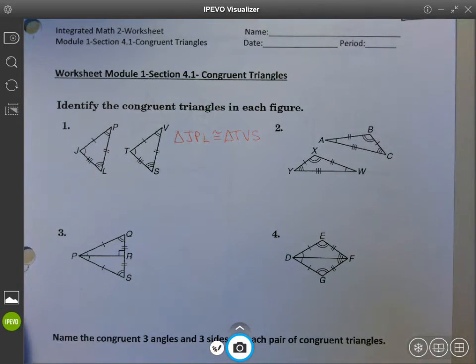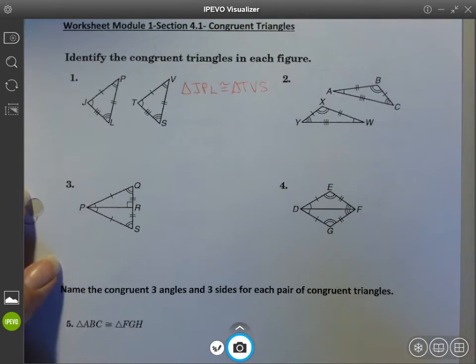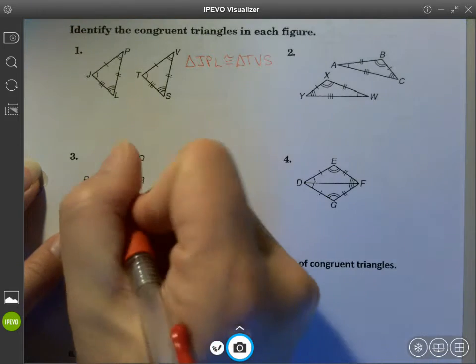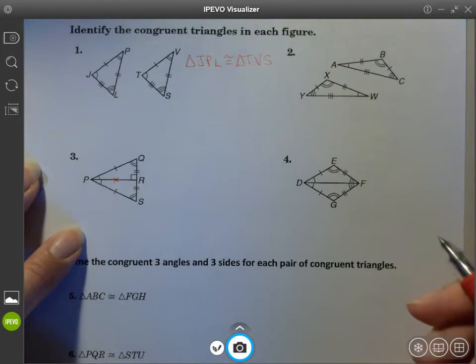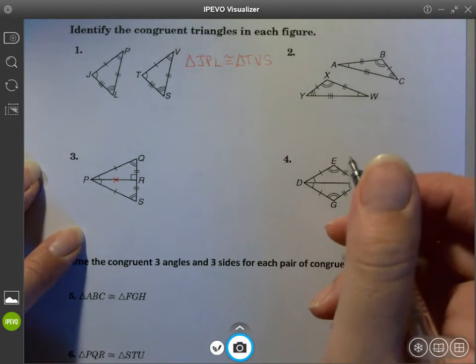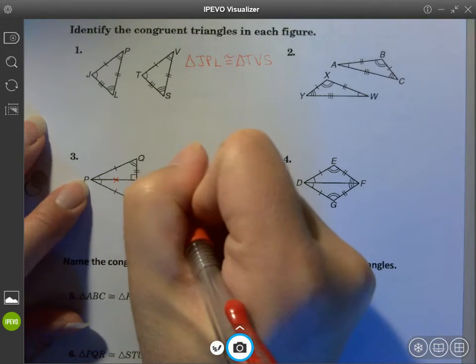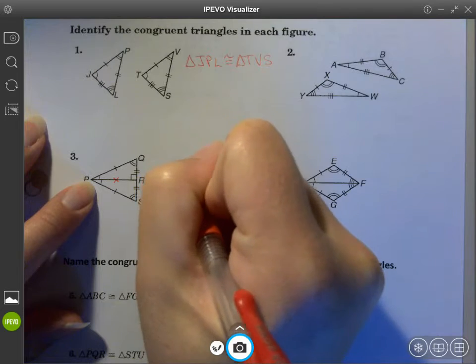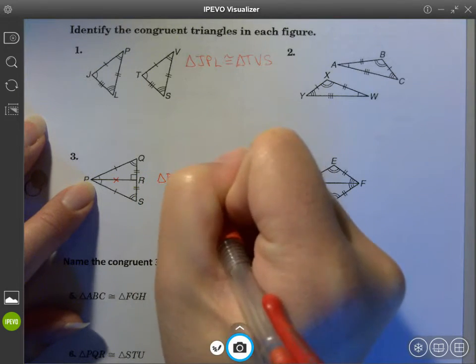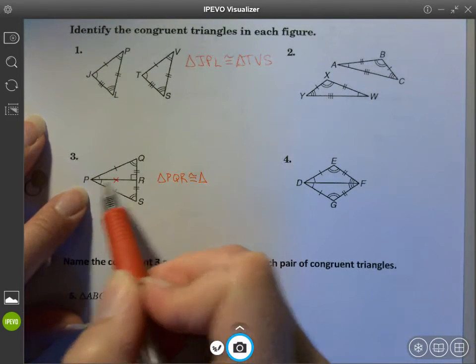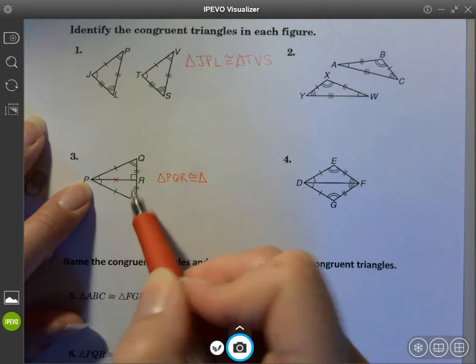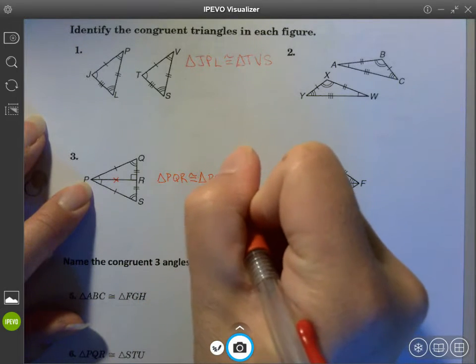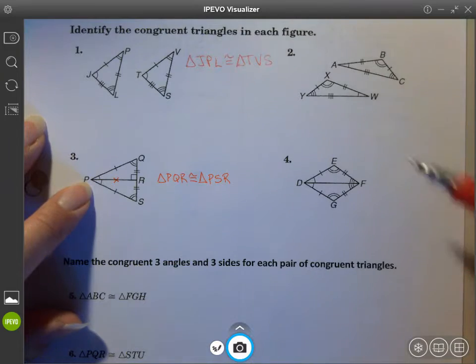Now, let's look at one like number 3 on here. Do you see that they share this side? I'm going to put an X there. Okay, so when you go to match this up, I'm going to start here. PQR is congruent to triangle... So P to Q to R, I'm going to go P to S and then to R.